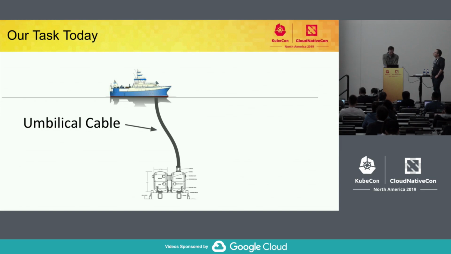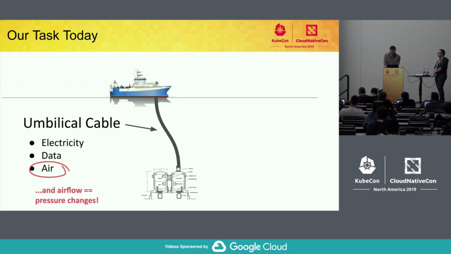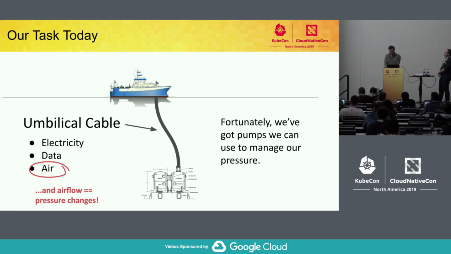Now, our research station is sometimes connected to a surface vessel through this cool thing called an umbilical cable. It's this conglomeration of different things. It conveys electricity and data and even air between the surface vessel and our research station. I'm going to focus in on that last item there, air. That's really important. We've now opened a conduit for airflow between our research station and the surface, which means the pressure could change. Fortunately, we've got some pumps we can use to help manage this.